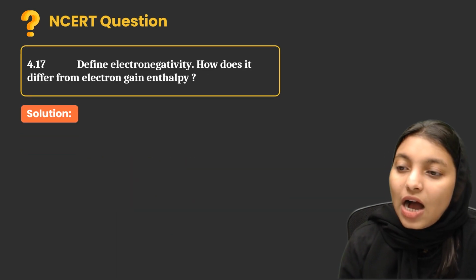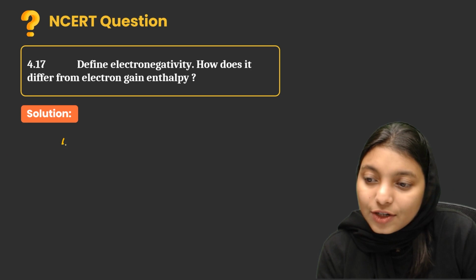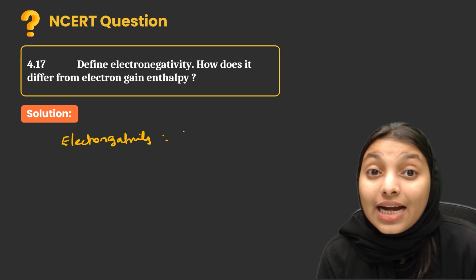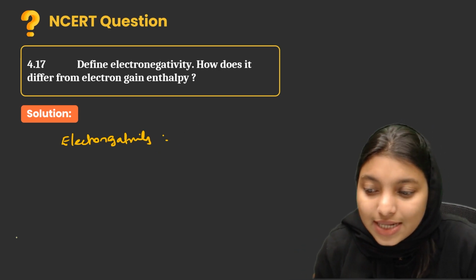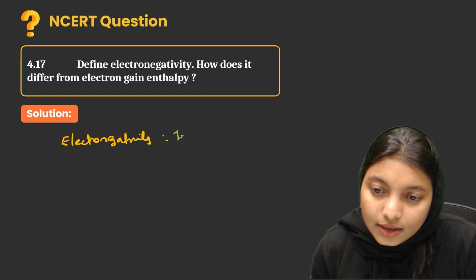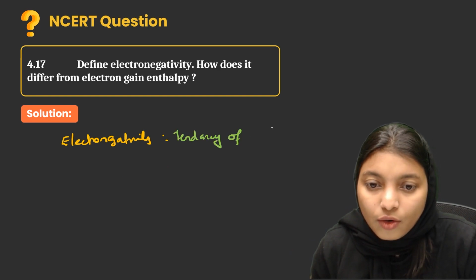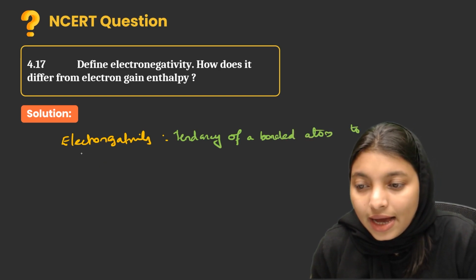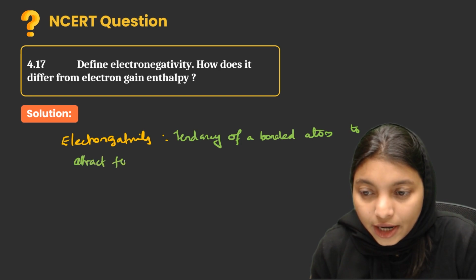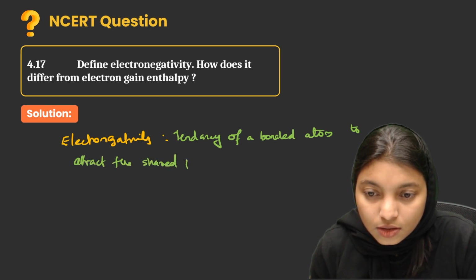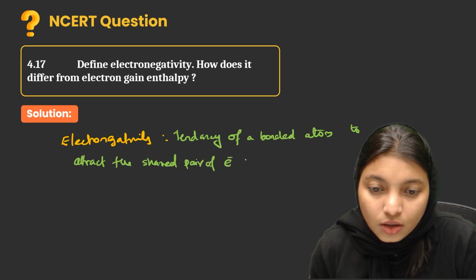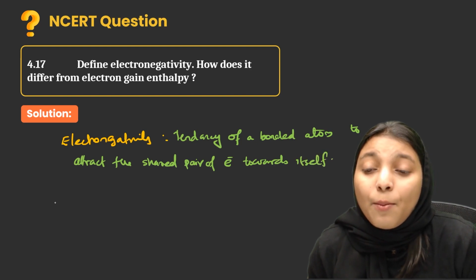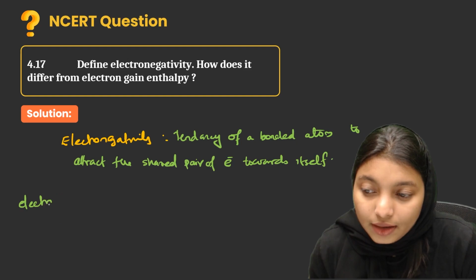Define electronegativity. How does it differ from electron gain enthalpy? Electronegativity is the tendency of a bonded atom to attract the shared pair of electrons towards itself. But when it comes to electron gain enthalpy, what is that?